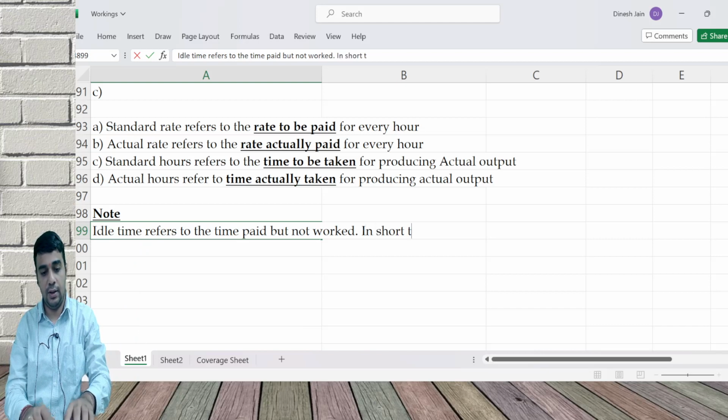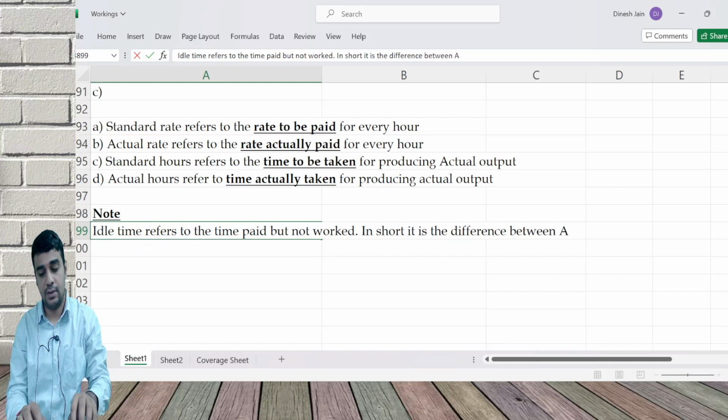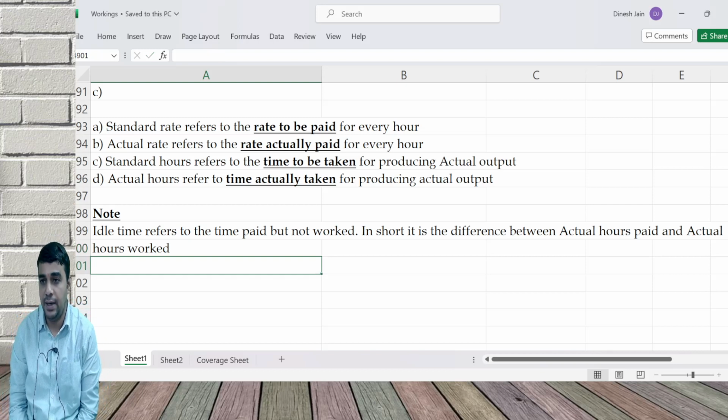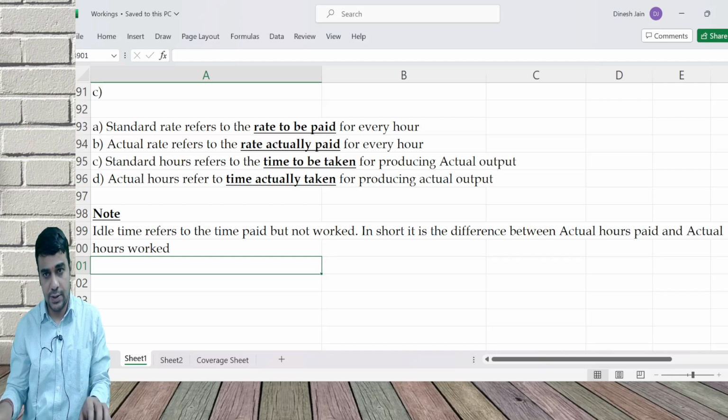In short, it is the difference between actual hours paid and actual hours worked. That gap is called idle time. The gap between actual hours paid and actual hours worked is technically called idle time. Clear? Can you proceed?